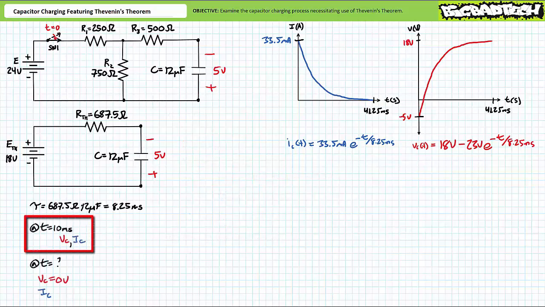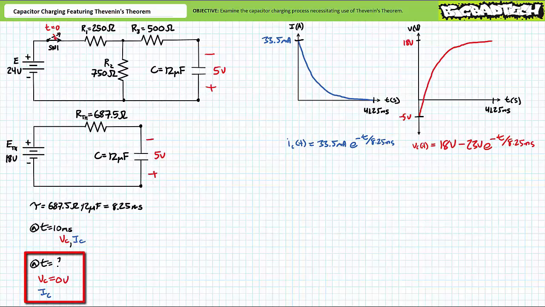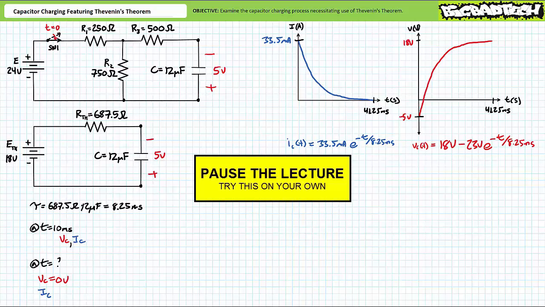As an exercise to the viewer, I invite you to solve for the instantaneous voltage across the capacitor and current through the capacitor at t equals 10 milliseconds, just a little past one time constant into the charge process. Additionally, see if you can solve for the time voltage across the capacitor reaches 0 volts. At this same time, determine the instantaneous current through the capacitor. By all means, pause the lecture and try this on your own.